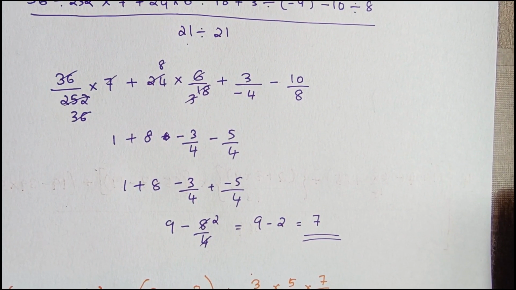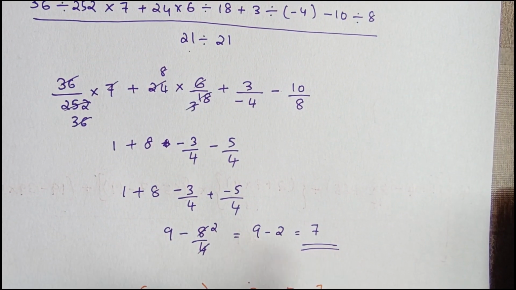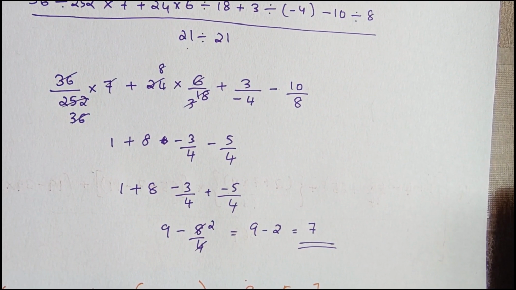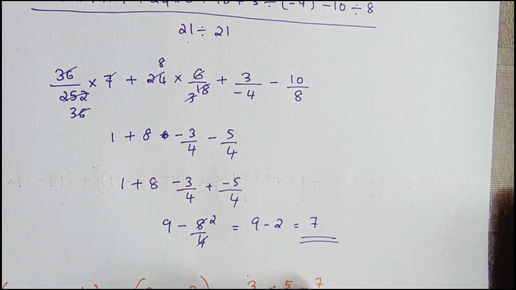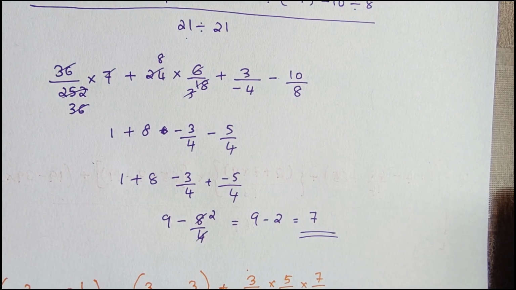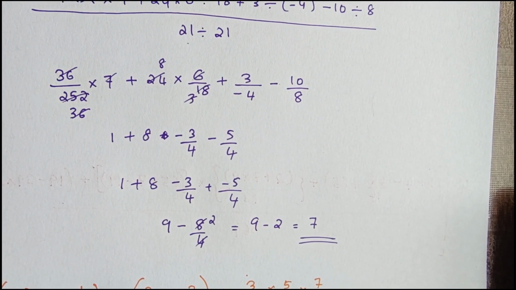So if you are not following the rule and mixing up the order, you will not get the answer 7. You will get different numbers if you do it in different orders. So in order to get the correct answer, you should follow the rule. That is, you should follow the order of the simplification.